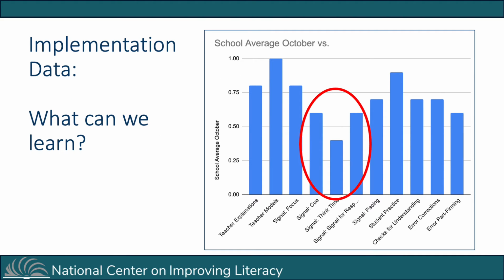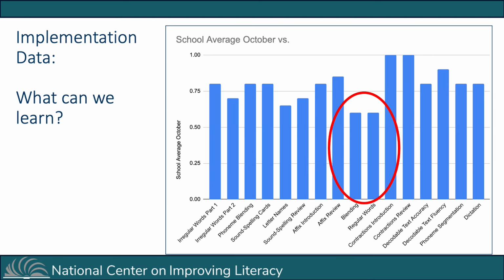Let's look at an example of what we mean by looking at that implementation data. This data was gathered by watching classroom instruction within a school and putting it on a graph to see what were the areas of high implementation and what were the areas of lower implementation. When we look at this, we can learn that the implementation of signaling procedures, there's the signal cue, the think time, and the signal for students to respond, are lower than the other areas.